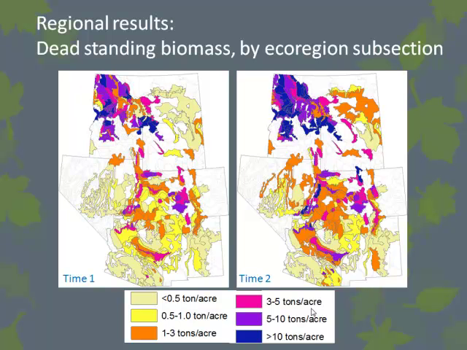Okay, same thing, but this time it's standing dead biomass. Again, darker colors are more biomass per acre. The first thing I noticed looking at these two maps is that, in general, time 2 is a lot darker. They're in different classes. There are lots of increases in standing dead biomass pretty much throughout the region, where we didn't see big increases in live.